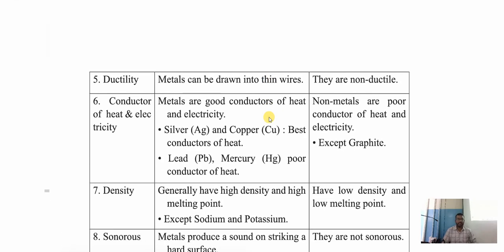Similarly, ductility is the opposite. Metals can be drawn into thin wires. If you change into sheets, it is malleability. Wire, ductility. Don't get confused between these two words. Any metal that can be changed into thin sheets is malleable. Understood? And ductility is thin wires.